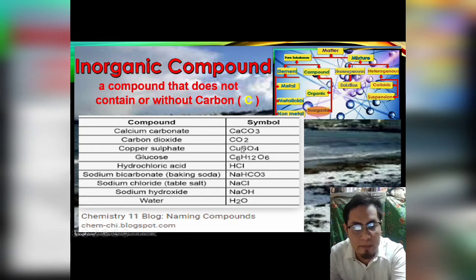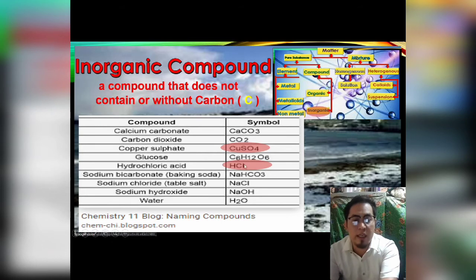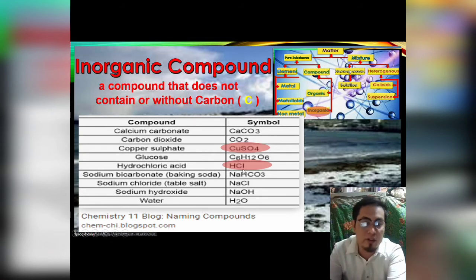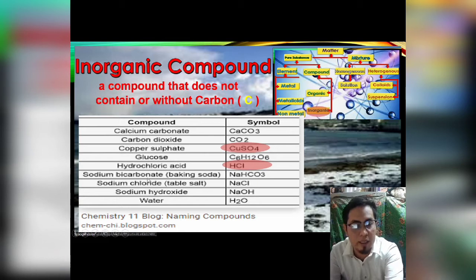Copper sulfate. Copper sulfate does not contain carbon. So that's why it is considered as inorganic. Glucose, it has carbon in it. Okay, so it is considered as organic. Hydrochloric acid, hydrogen and chlorine do not have carbon, so inorganic.